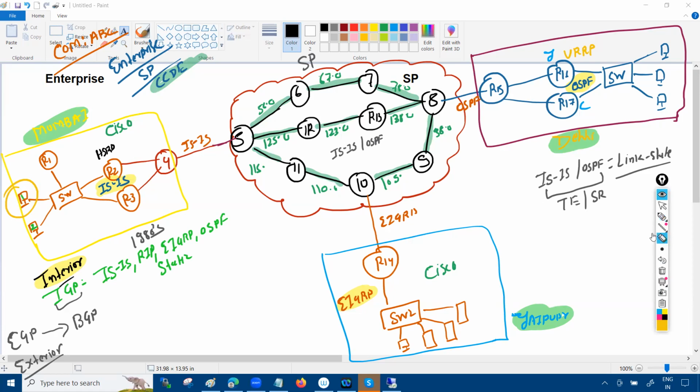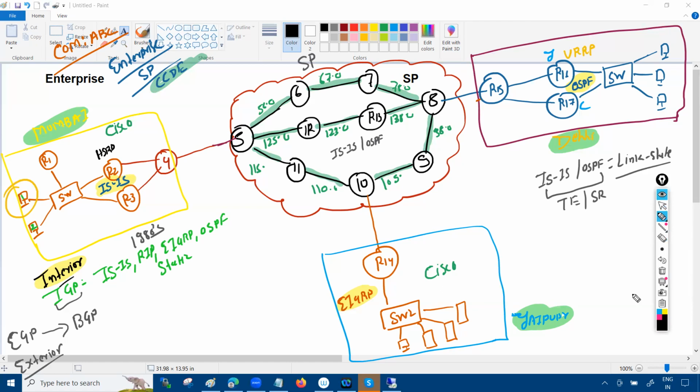That's why we came up with the solution called the BGP protocol. So whenever the requirement comes up between companies' networks, now, can you just explain the last drawback?